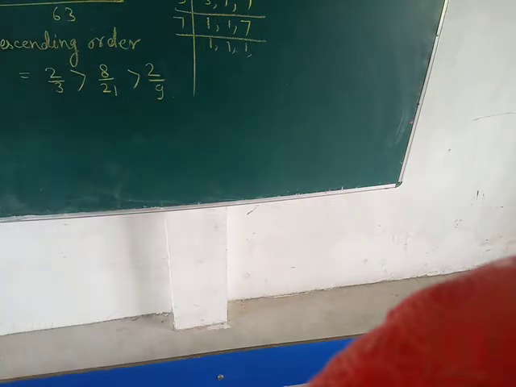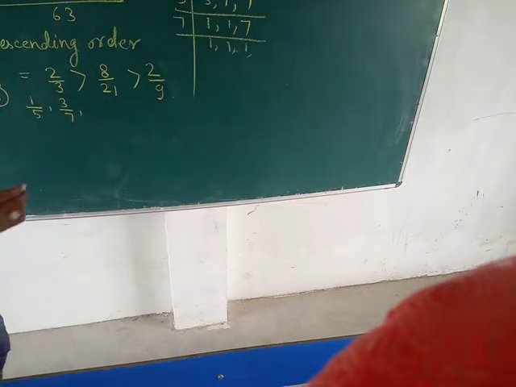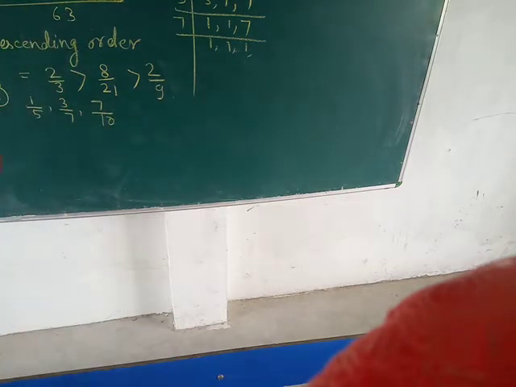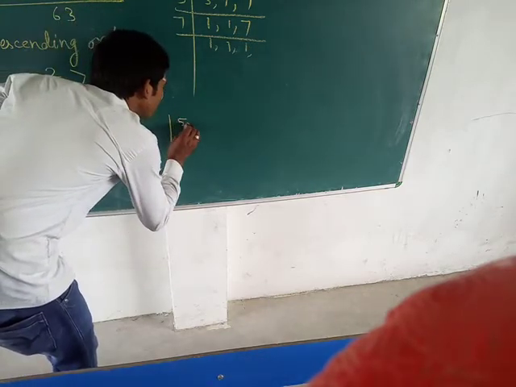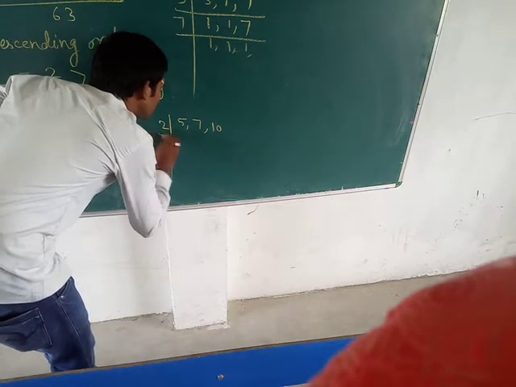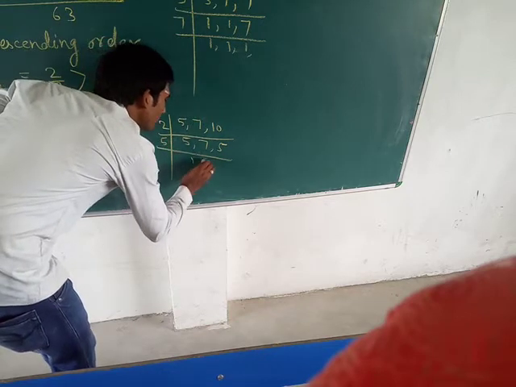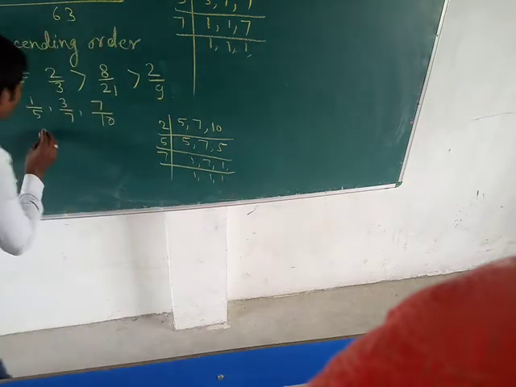Next question, second, 1 upon 5, 3 upon 7 and 7 upon 10. First we take the LCM of 5, 7 and 10. We get 70.